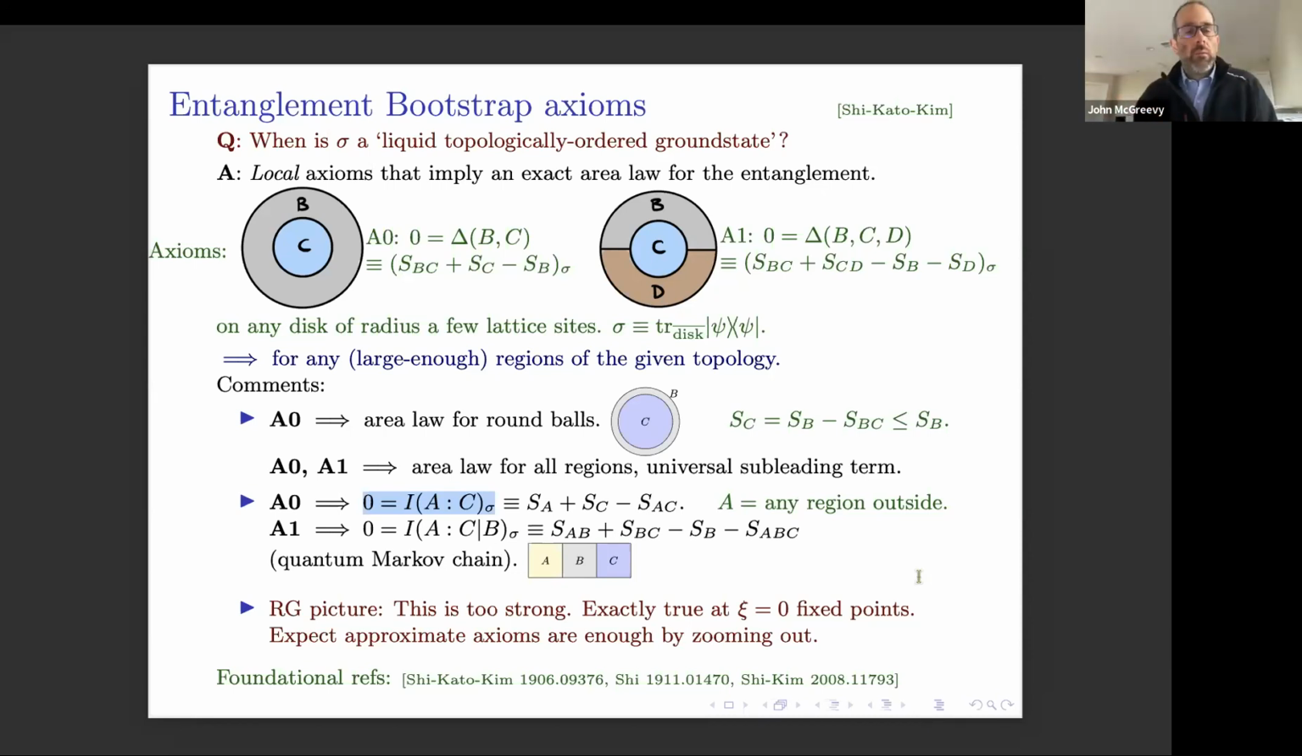So the actual picture that we have is that if someone hands you a state in the middle of a phase, the axioms will only be approximately satisfied. But if they're only violated a little bit, in fact, we think there's a threshold for how much they can be violated, such that if you coarse grain, if you look at larger regions, the axioms become better and better satisfied. So as an asymptotic statement, the axioms will be true. If you coarse grain enough, the axioms will be true.